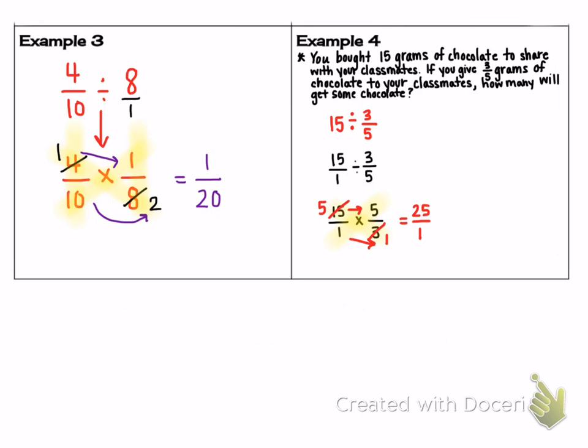25/1 equals 25. So when you write your sentence, you are going to state that 25 students, classmates you could say, will get 3/5 grams of chocolate.